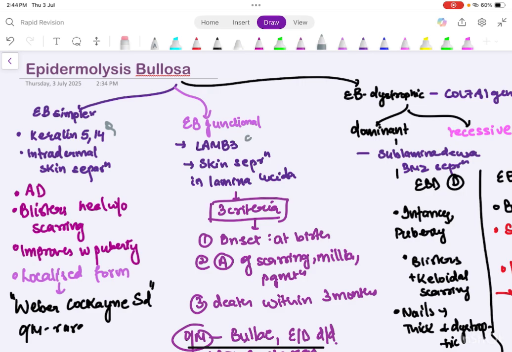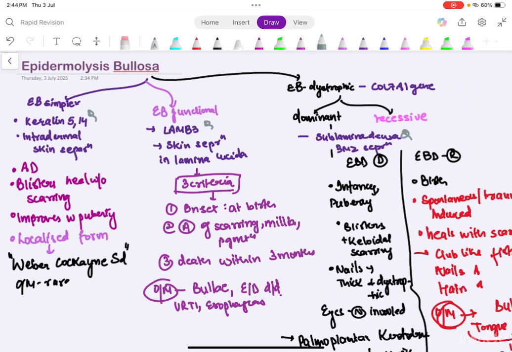Questions are mainly asked on the mutation and the separation and some features that you should know.